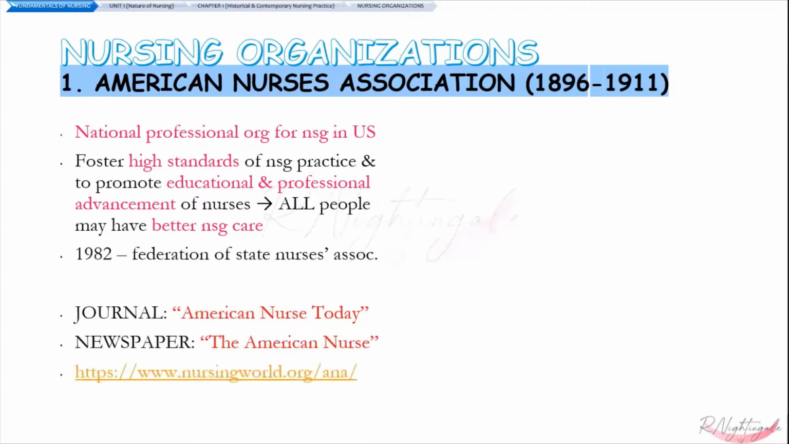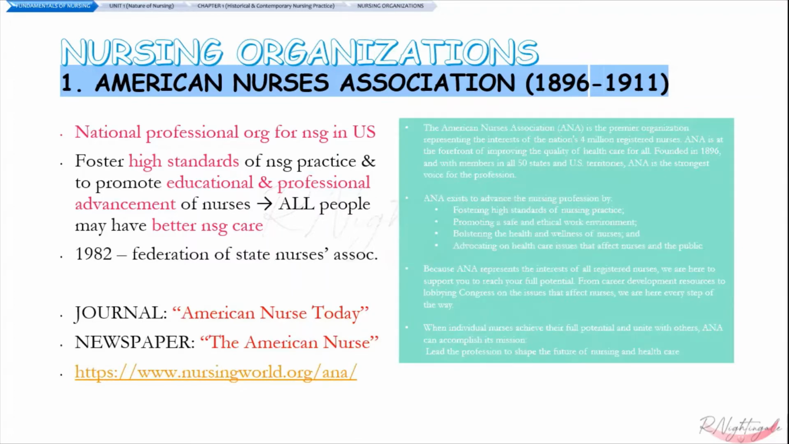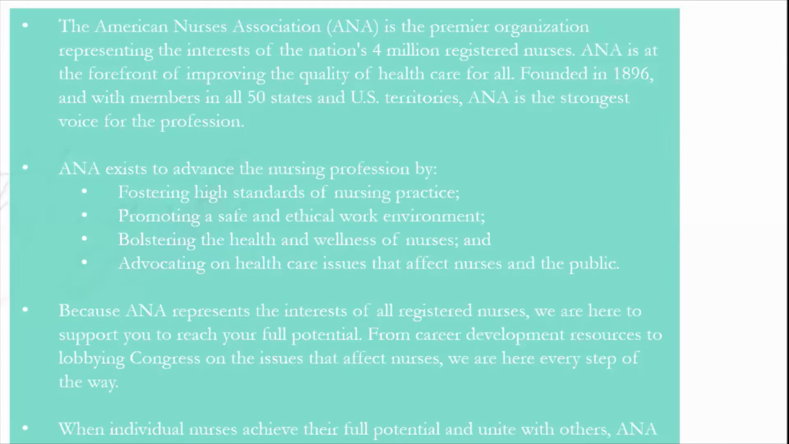This is their website, and this is the introduction given on the website. The American Nurses Association is the premier organization representing the interests of the nation's 4 million registered nurses. ANA is at the forefront of improving the quality of healthcare for all. Founded in 1896 and with members in all 50 states and U.S. territories, ANA is the strongest voice for the profession. They also included here their goals to advance the nursing profession.